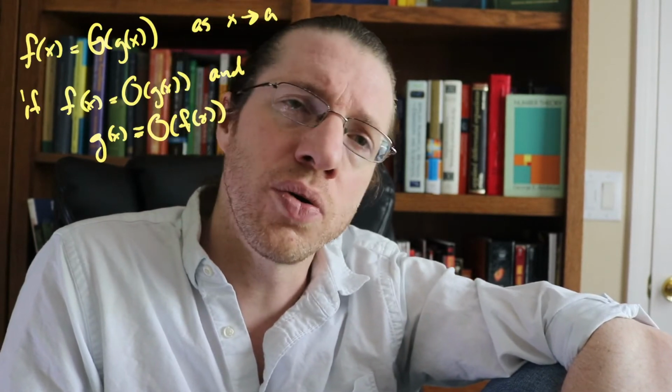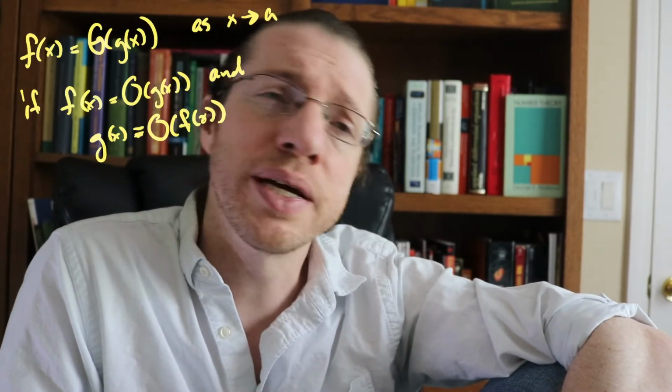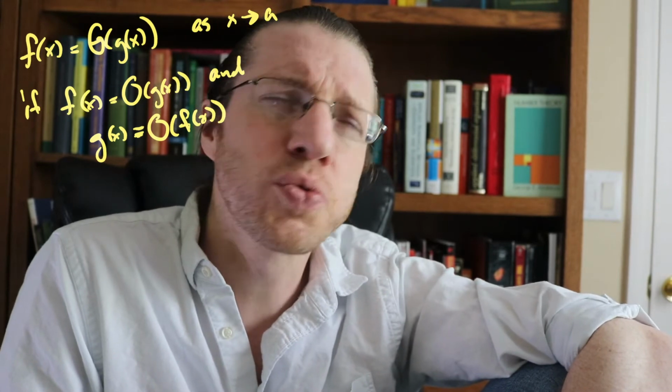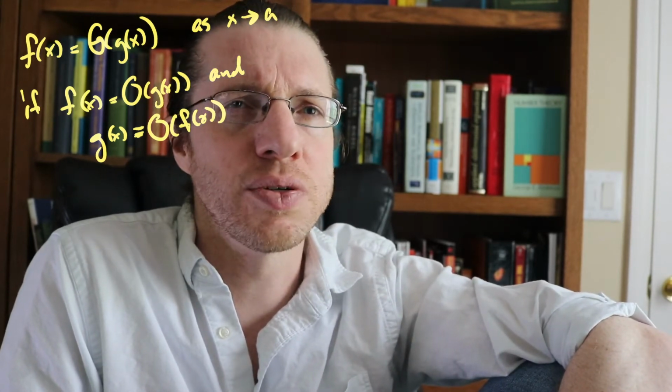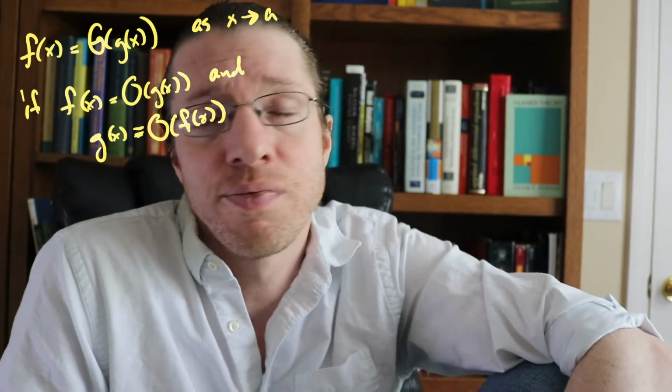And then there's a last one, which is theta notation. You say f is theta of g of x if you can say that f is big O of g of x and g is big O of f of x. What this really means is that these two quantities are roughly the same in the limit, except maybe by scaling.